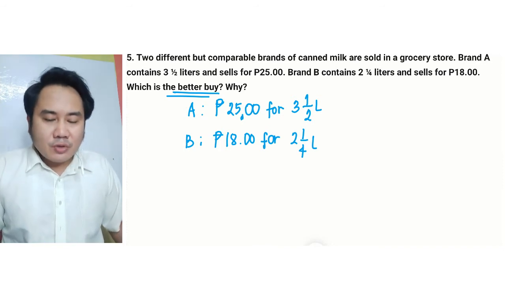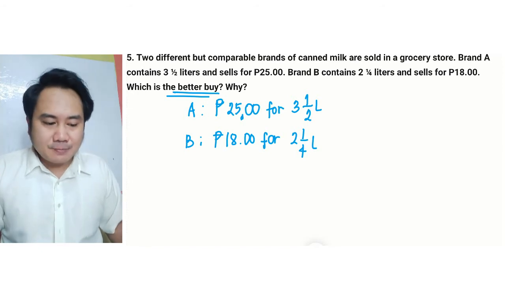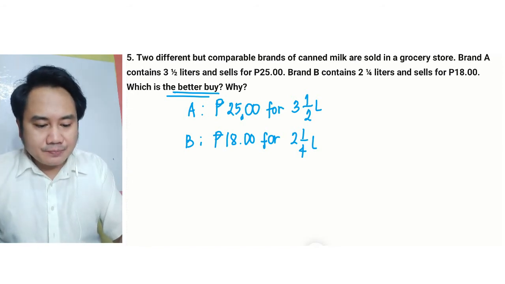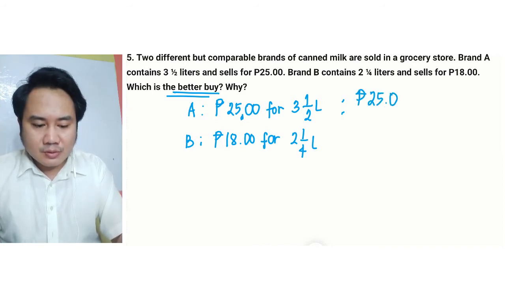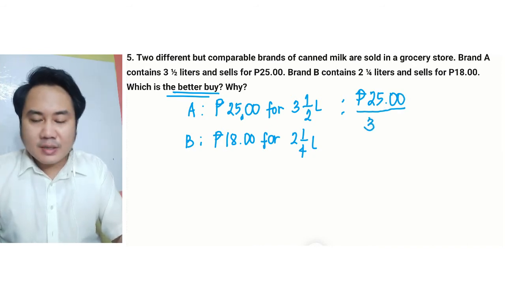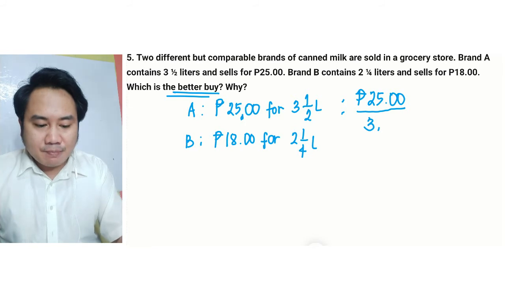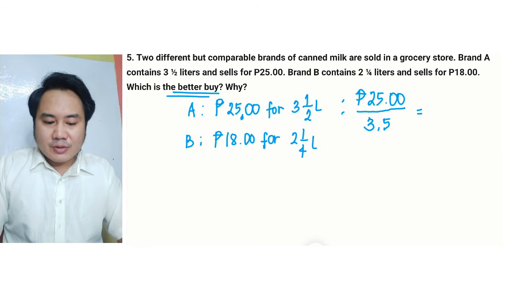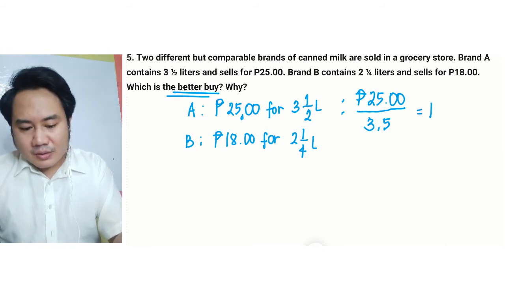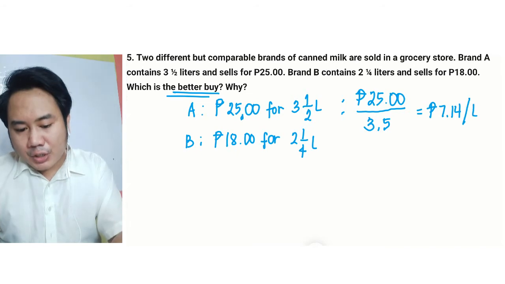To solve this, we have to determine magkano yung gatas per liter, per unit. So, letter A, we are going to divide the price, the 25 pesos, by the amount of 3.5 liters, or that is 3.5. Dividing 25 pesos by 3.5, the result is 7 pesos and 14 centavos per liter.